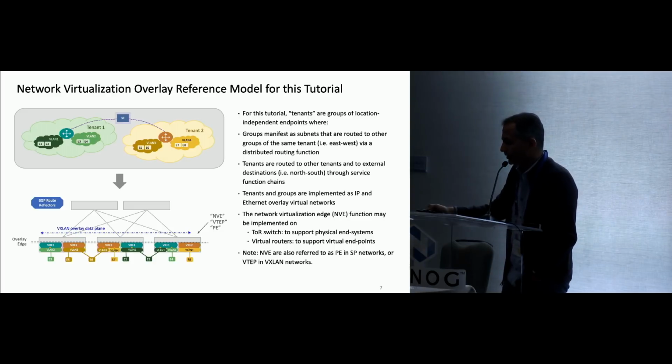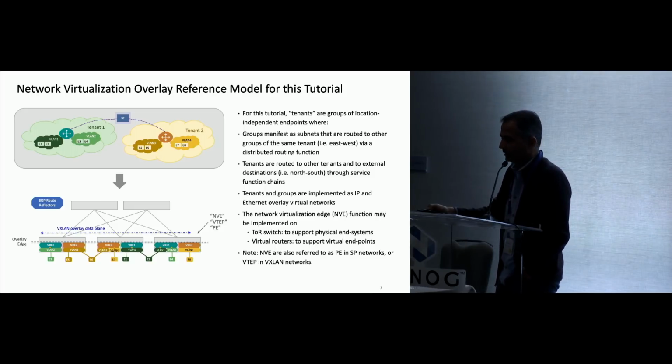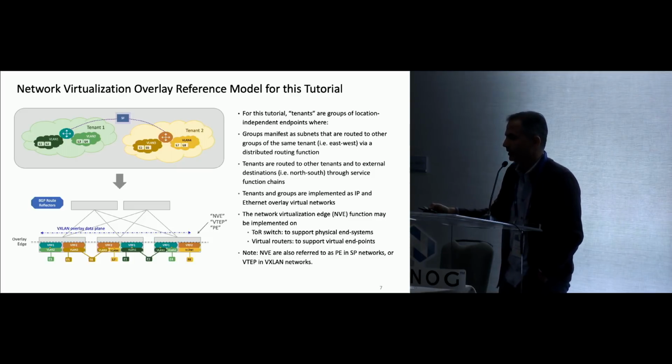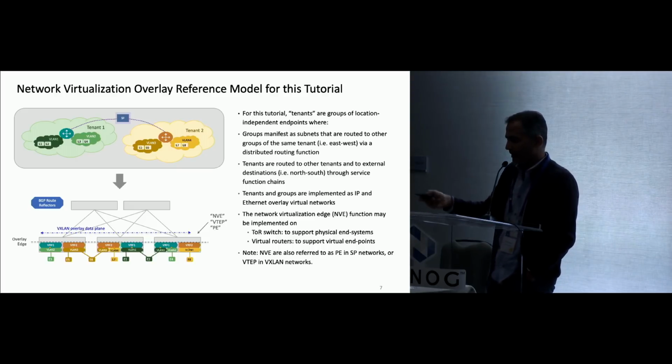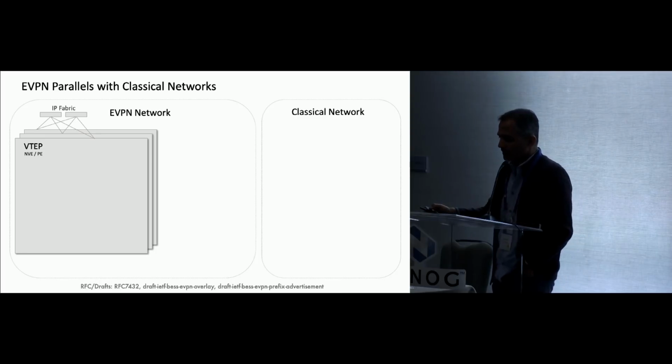These NVEs are also referred to as provider edge in SP networks, and VTEPs in VXLAN networks, which PE stands for, I think I said this already, provider edge, and VTEP stands for VXLAN tunnel endpoints. If I use the word NVE, PE, or VTEP, all mean the same thing. Okay. So I just want to draw some parallels between the classical network and EVPN.